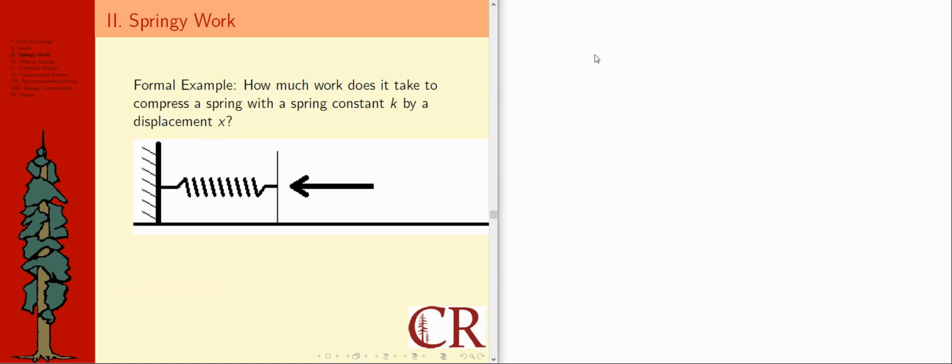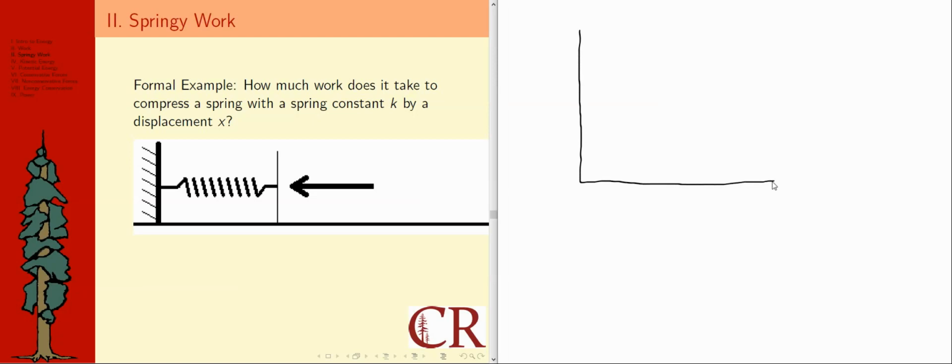I'm going to draw a graph over here. We know that work is equal to force times displacement, but the issue is the force here is not constant. So let me draw a graph of force versus compression. In other words, F versus X. So the variable X represents how much the spring is compressed.